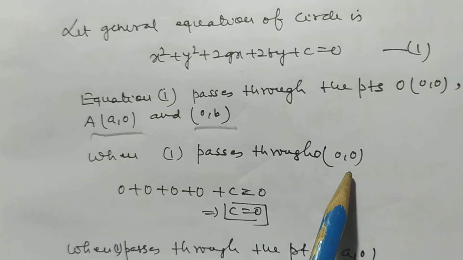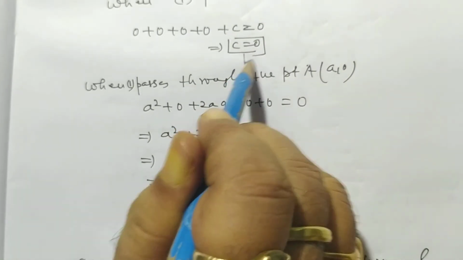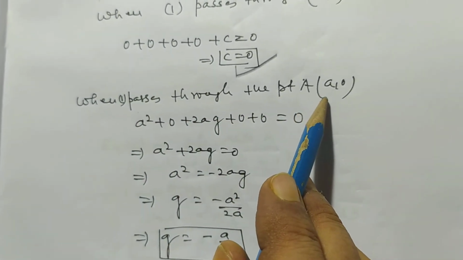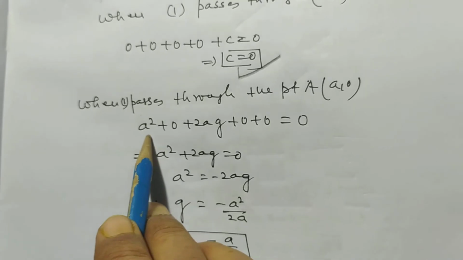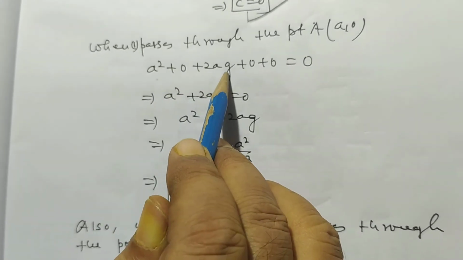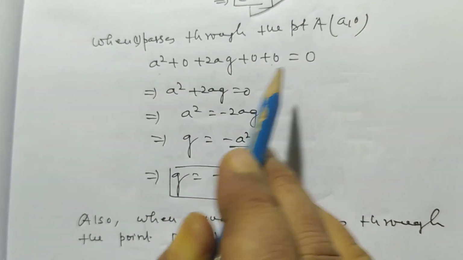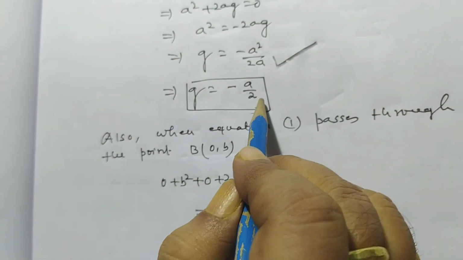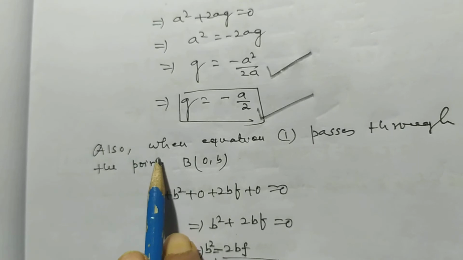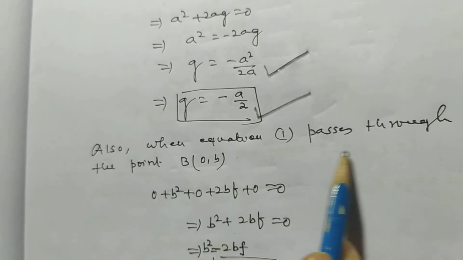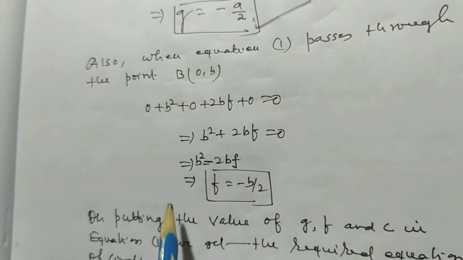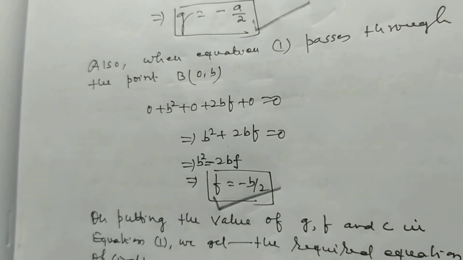When equation (1) passes through (0, 0), we have c = 0. When it passes through the point (a, 0), it will be a² + 0 + 2ag + 0 + 0 = 0. So we have g = −a²/2a, so g = −a/2. When equation (1) passes through the point (0, b), we have f = −b/2.